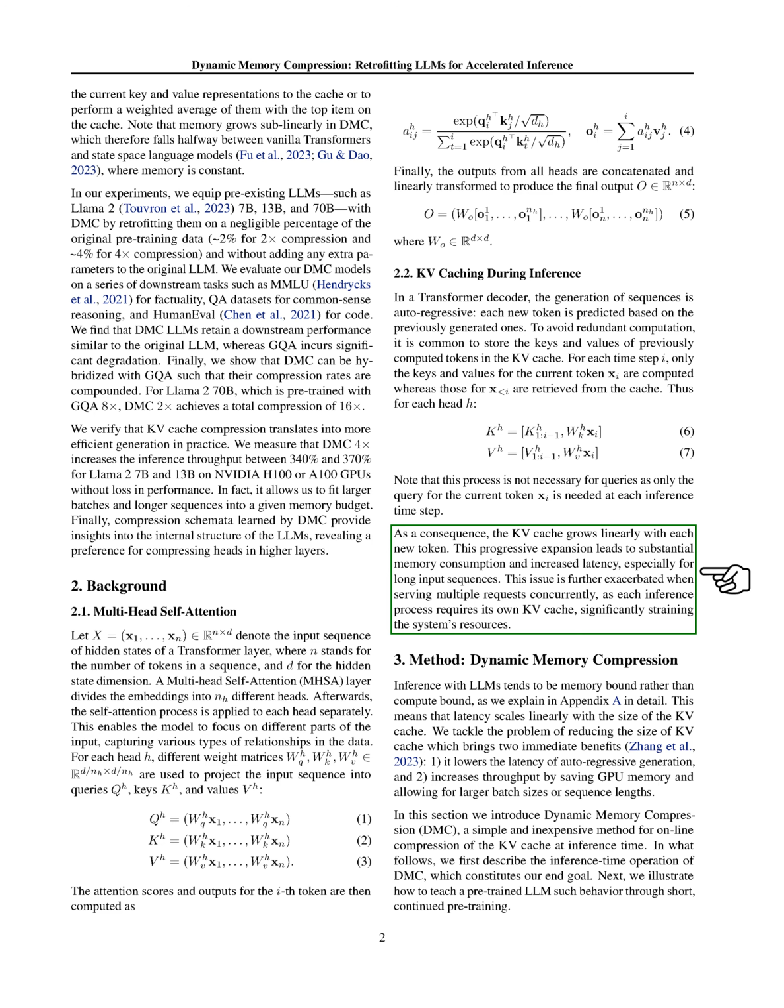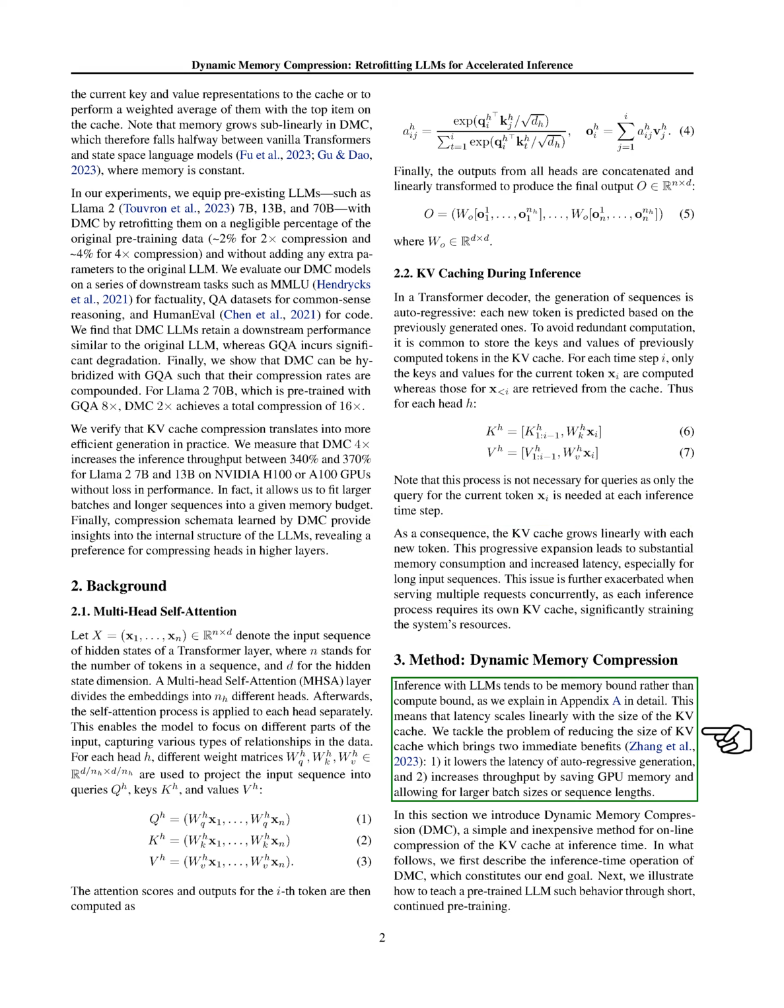However, the KV cache grows linearly with each new token, leading to increased memory usage and latency, especially for long input sequences. This problem becomes more challenging when handling multiple requests simultaneously, as each inference process needs its own KV cache, putting a strain on the system's resources. We introduce dynamic memory compression, DMC, as a method to address this issue.